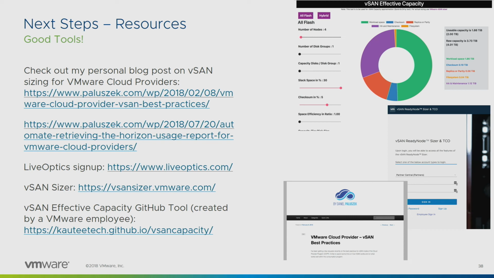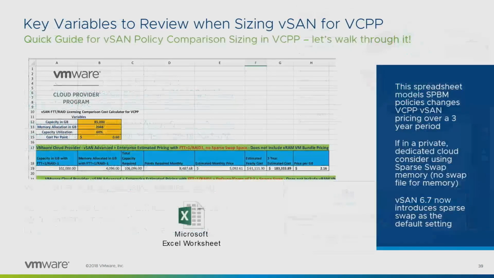And that little pie chart at the top, this is a GitHub tool that one of the VMware SEs has created. And I have this bookmarked. When I want to get just a quick and dirty understanding of what the effective capacity is based off of drive size, what is my slack space and whatnot, I can plug in these numbers and I'm able to see exactly what my usable capacity is within a raw vSAN cluster. So that's a really nice tool that I'm able to just plug in the numbers rather than doing back of the napkin calculations. This is a spreadsheet I created for some cloud providers going through the vSAN pricing model over a 3 or 5 year period.